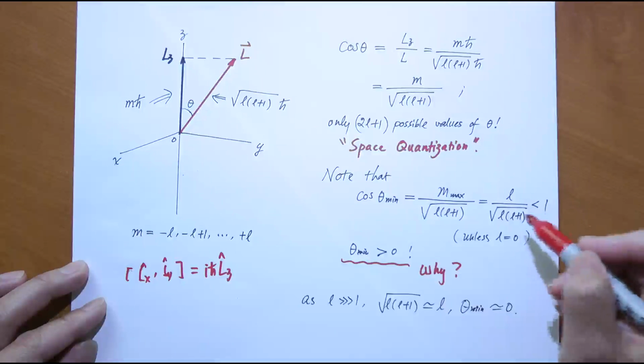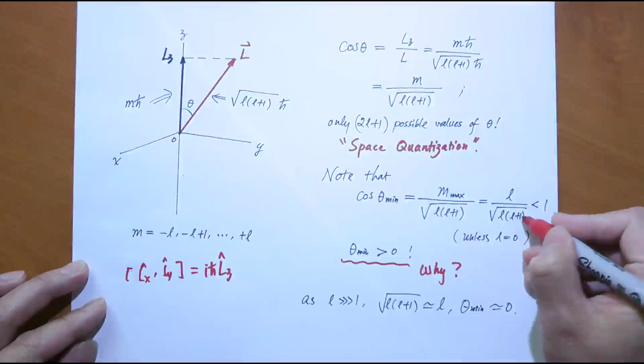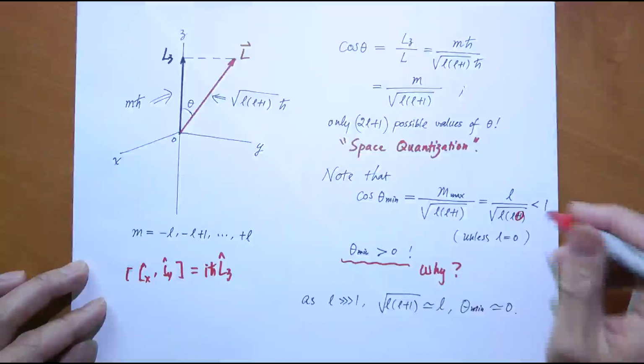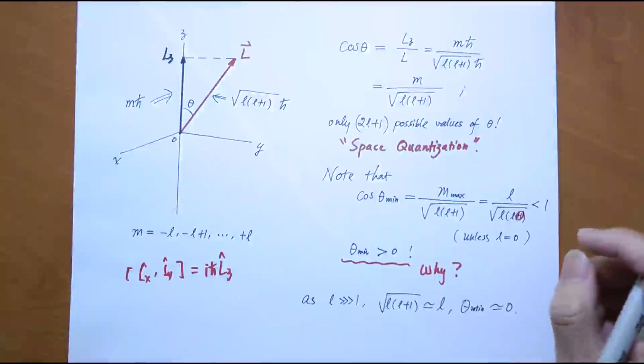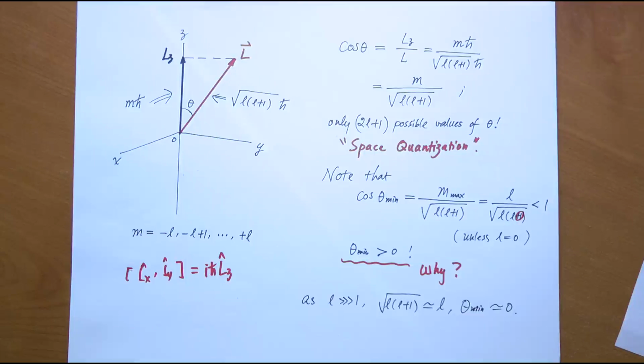So this is a self-consistent theory. This L plus 1 actually plays an active role. Without that, quantum mechanics would not be self-consistent, because you would have just violated the Heisenberg uncertainty principle for the components Lx, Ly, and Lz.